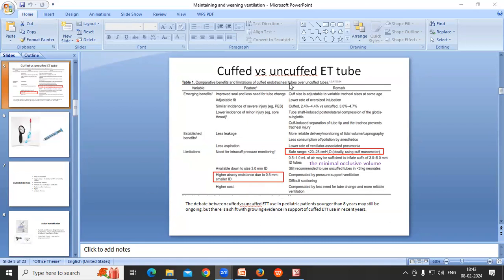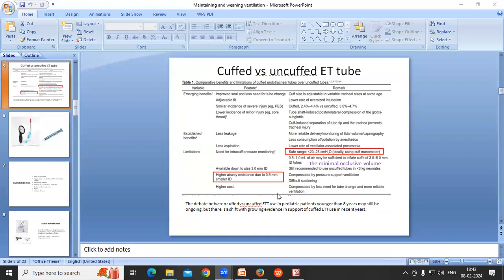So now you choose what tube I need to use. Cuffed or uncuffed? Cuffed. So now all units are moving towards cuffed tubes, even in neonates. You can get even size 3 cuffed tubes, so you can easily use them even for extreme preterms. It's not available below 3, but maybe in the future they will have it for that also. Even in neonates, they are using cuffed tubes because of these advantages.